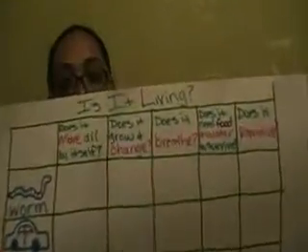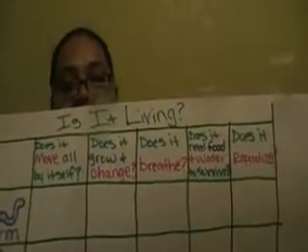So the first step is to choose a concept to chart. If the concept can be taught by charting, then make a list of attributes, traits, or characteristics. So here's my chart, and it's titled, Is It Living?